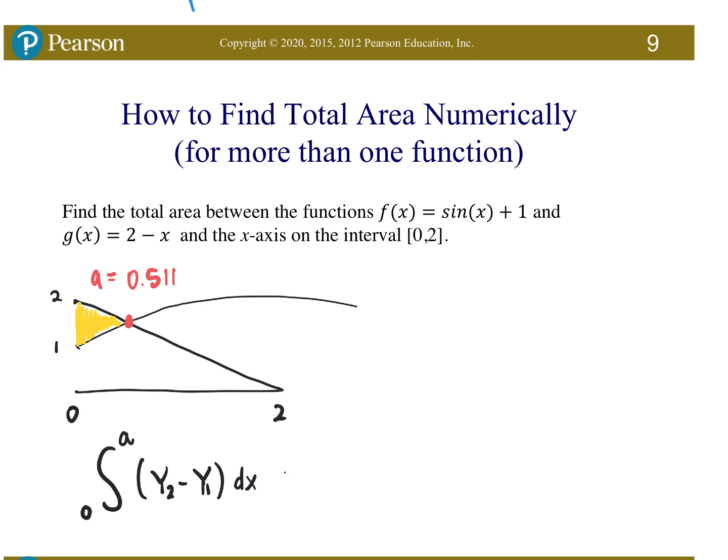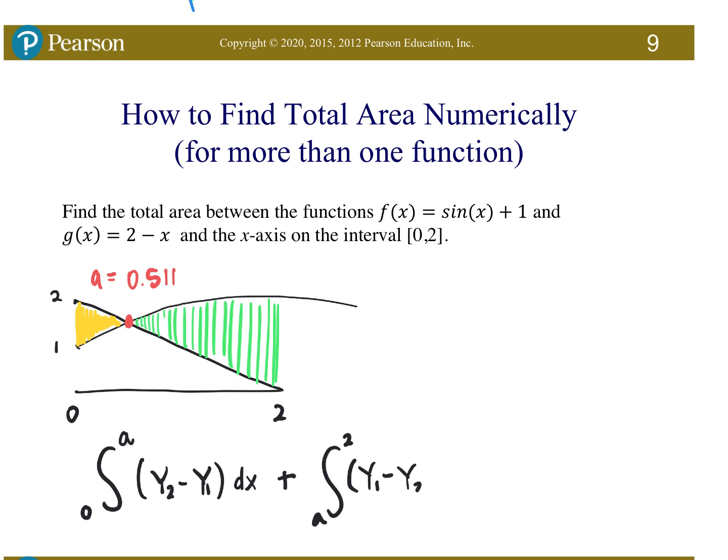But then what happens at alpha A? And they flip. They flip. Okay, so then we do, starting at alpha A and going the rest of the way to the number 2. And then for these, we flip and we take, okay, y1 minus y2.